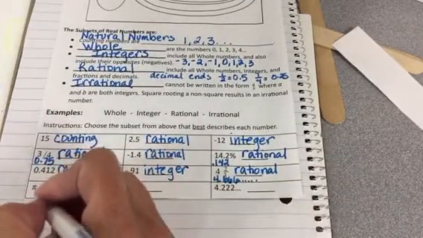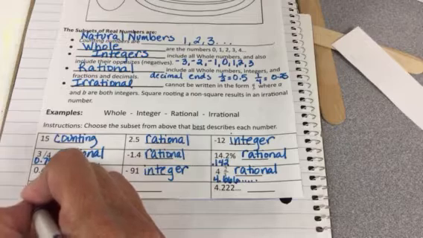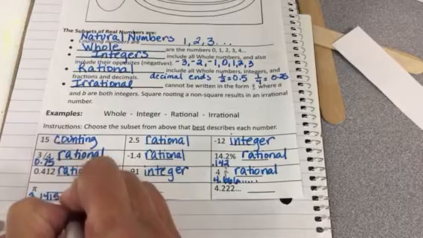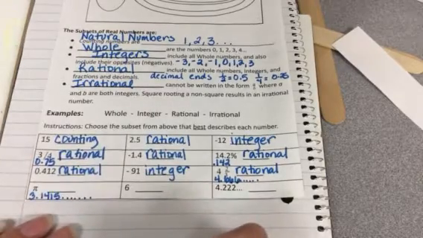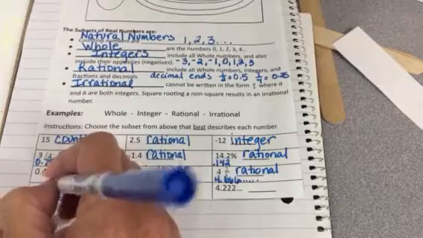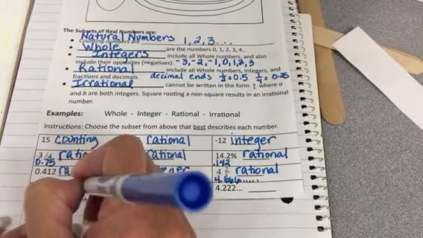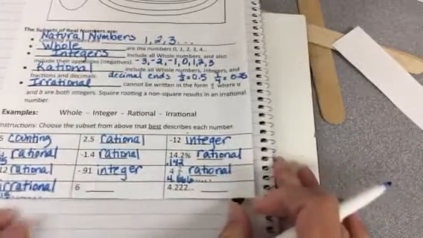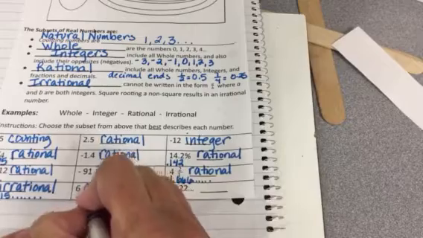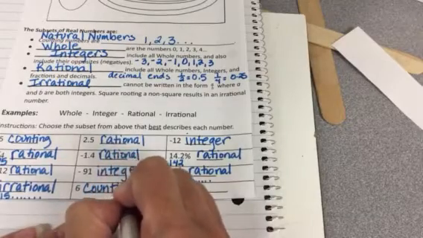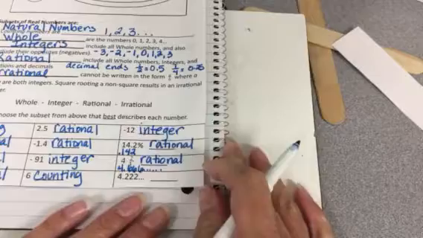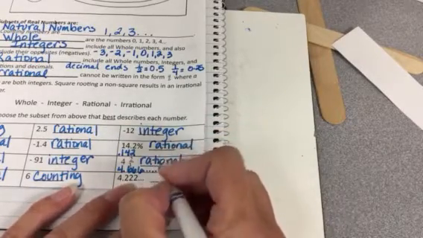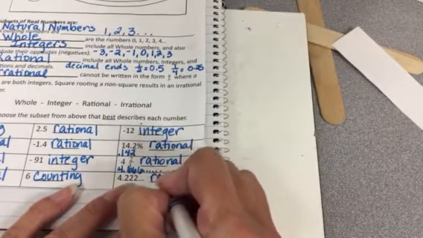Pi, on the other hand, when you divide it, you get 3.1415, and I cannot write this as a decimal that ends, so this will be an example of an irrational number. Irrational number. 6 will be just a regular counting number. And 4.222 can also be written as a fraction, so that would be rational.